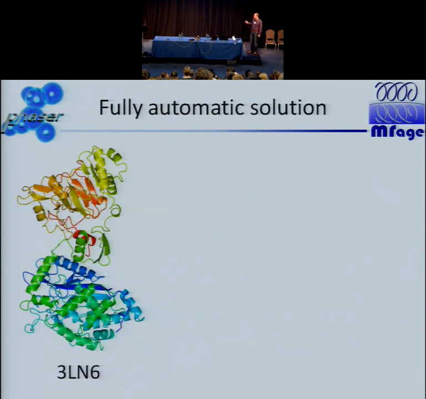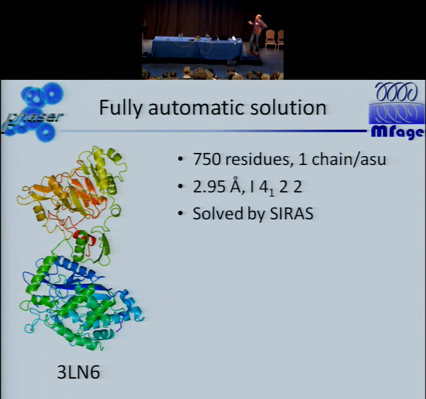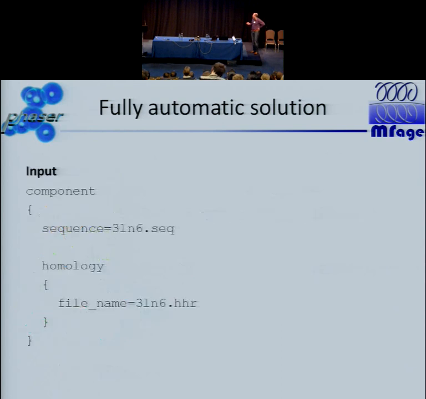So let me just show you this one example, which we managed to solve totally automatically. It's a fairly large protein, not a terribly high resolution one, which they solved by SIRAS. We have about 82 HHpred hits for this structure. So really, the input is just like that: you specify the sequence and also the HHpred homology search results.